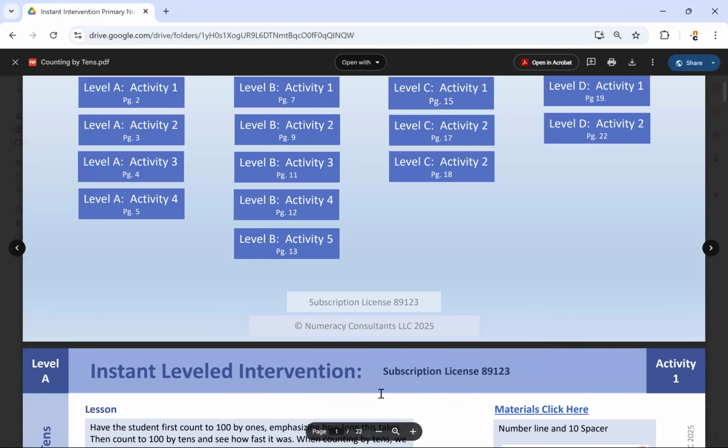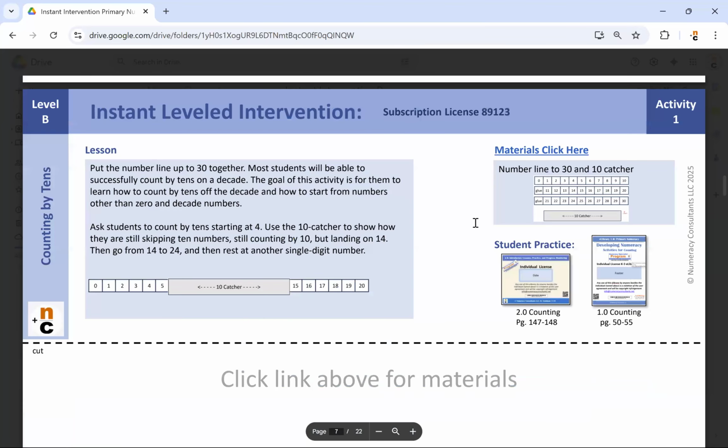And what you can do too is at the bottom, you can type in, okay, if we need to get to page 7, you just go here, type in page 7, hit enter, and it'll take you to it. And what instant intervention is, this is a lesson card, okay? And it just gives you a very brief description. These are supposed to be easy, they're supposed to be short. You just read through it and it tells you exactly what to do for level B.